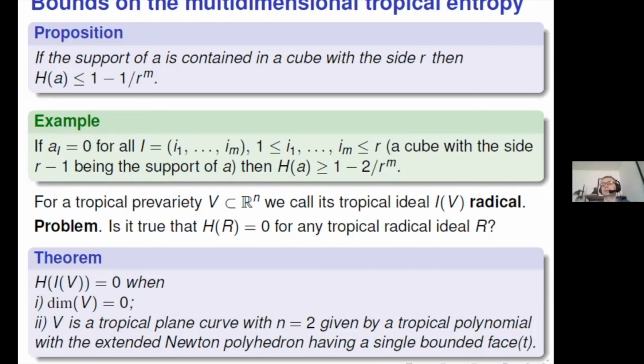Okay, I see. So in principle we can turn this way. Other questions, comments?